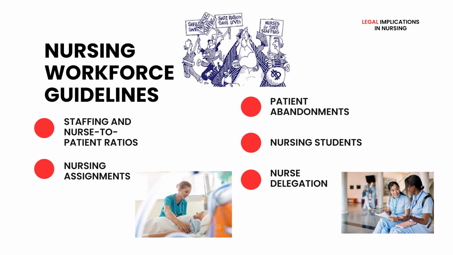Patient abandonment. So this occurs when a nurse is going to terminate that nurse-patient relationship without any proper handoff or reasonable notice. It's not considered abandonment if the nurse refuses an unsafe assignment before accepting responsibility. So when you come into the beginning of your shift and you see that you're going to have 8 patients, and you know at your facility it is a 1-to-4 ratio. Well, that's double your actual required ratio, and that's unsafe.